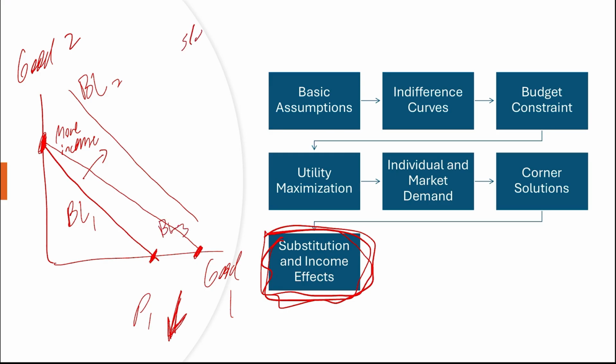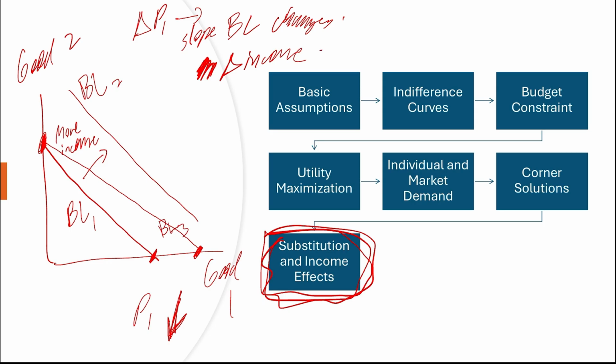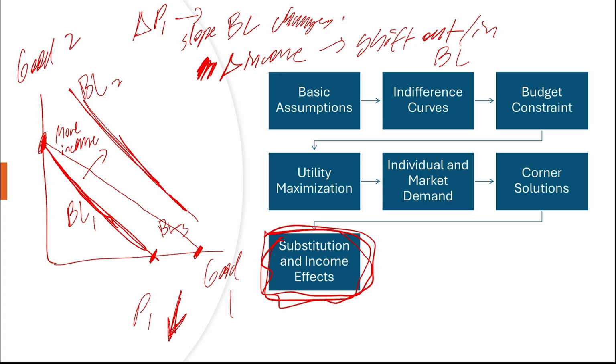And so the slope of our budget line changes. That's going to be from a change in price. If we look at a change in income, that's going to shift our budget line in or out. So more income, we can buy more of everything. If the price of a good changes relative to the other, that changes the slope, or the relative cost of buying one good versus the other.